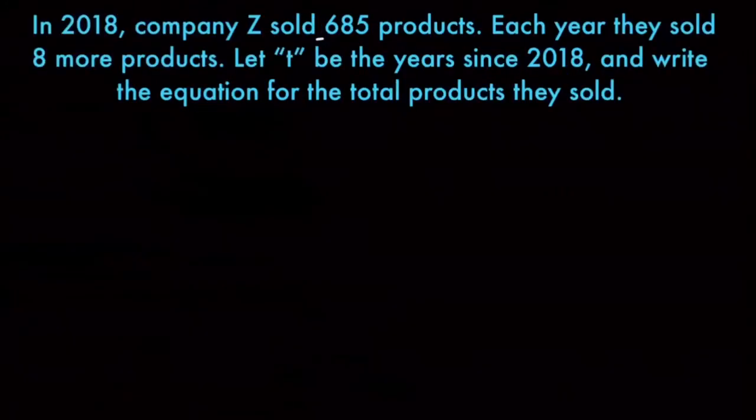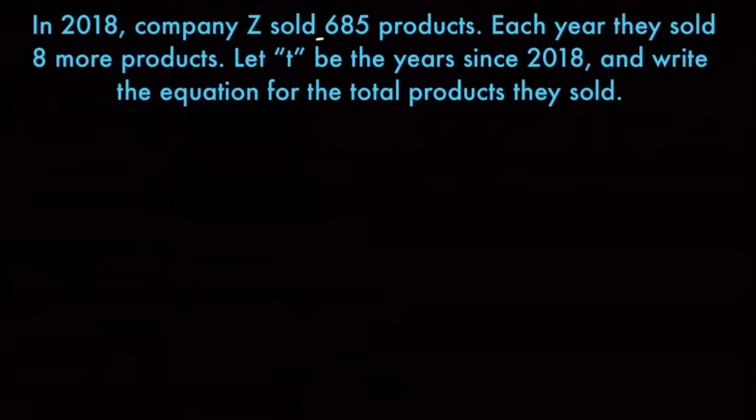So on the SAT, they ask a lot of word problems. So this is a good way to make sure we understood the lesson and make sure we're ready to answer any word problems related to this lesson. So this question says, in 2018, Company Z sold 685 products. Each year they sold 8 more products. Let T be the year since 2018 and write the equation for the total products they sold.